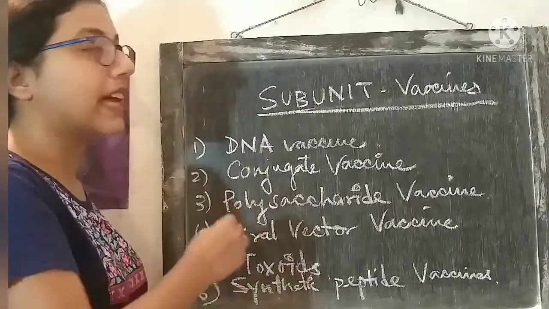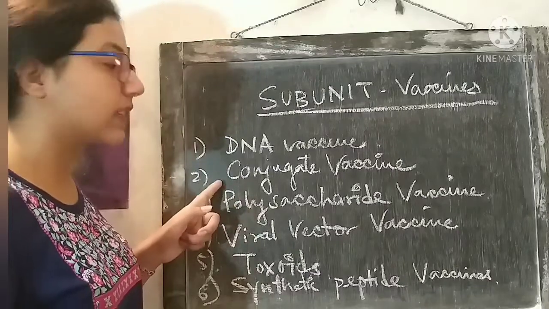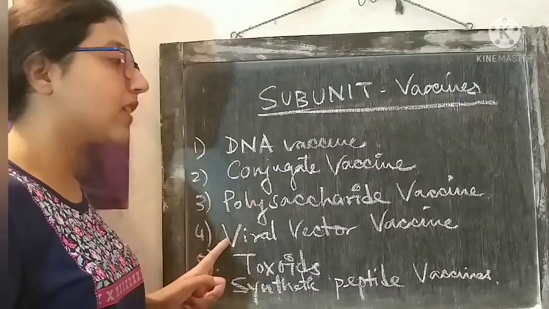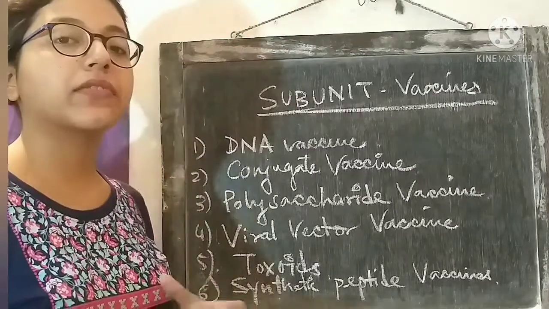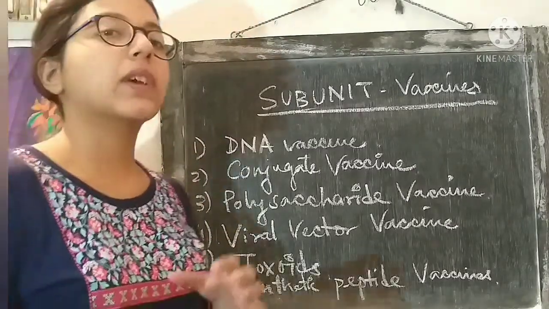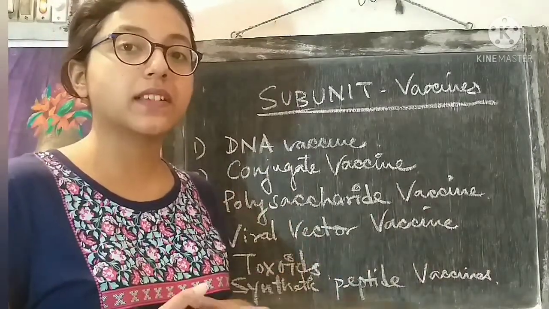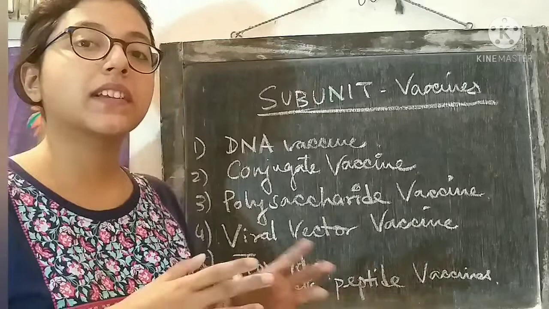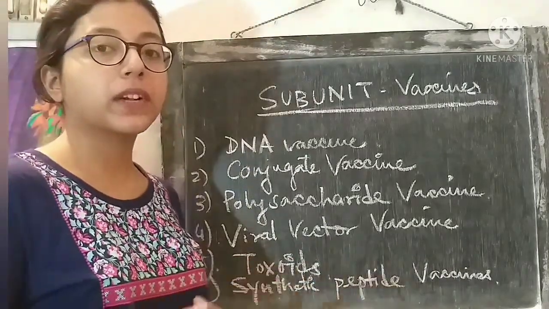So these are the different types of subunit vaccines. The first one is DNA vaccine, conjugate vaccine, polysaccharide vaccine, viral vector vaccine, toxoids, synthetic peptide vaccines. Any vaccine that contains a certain portion of the pathogen can be categorized as a subunit vaccine. So in this way, there are different types of subunit vaccines, and we will discuss a few important ones.